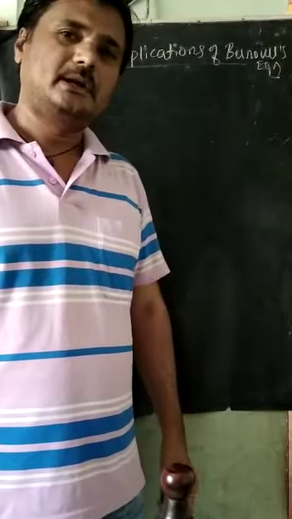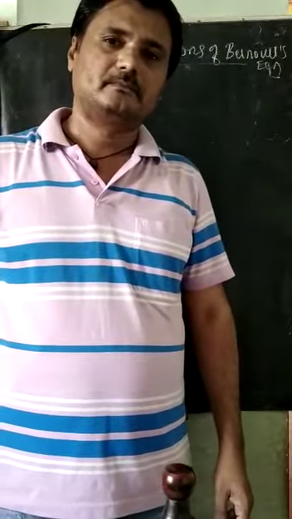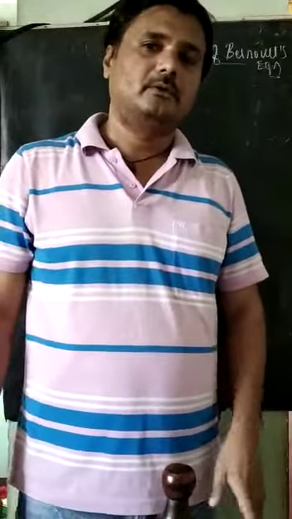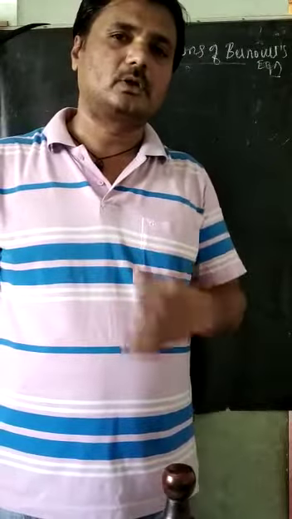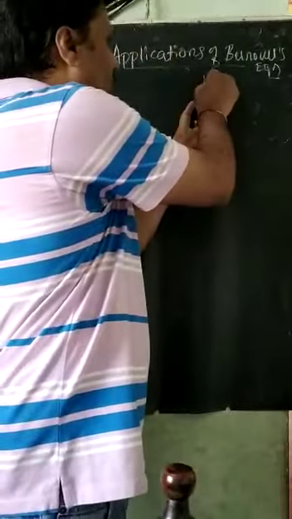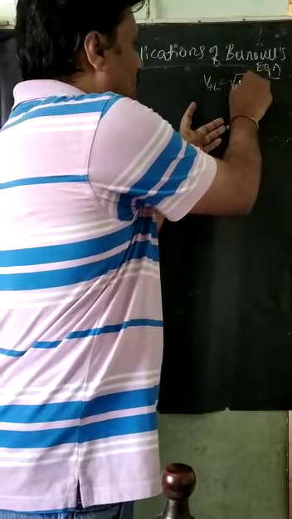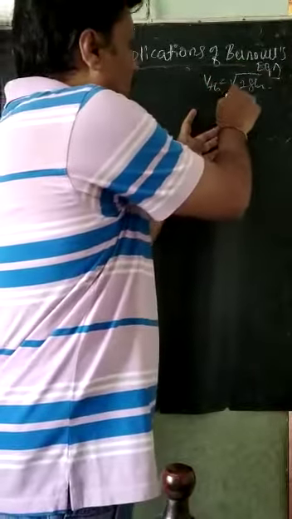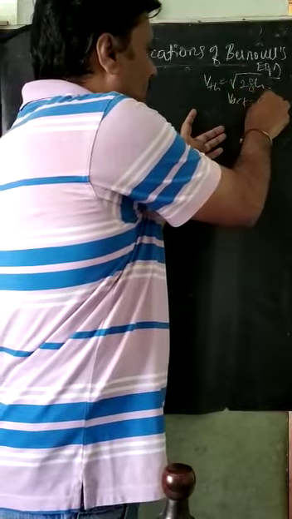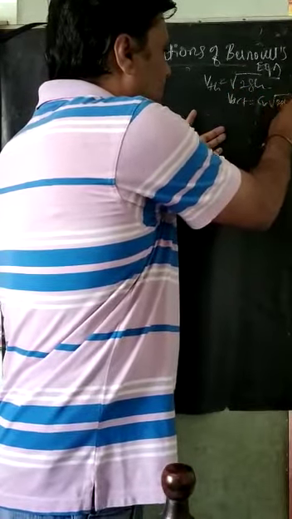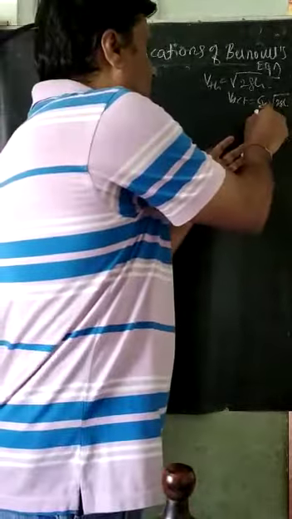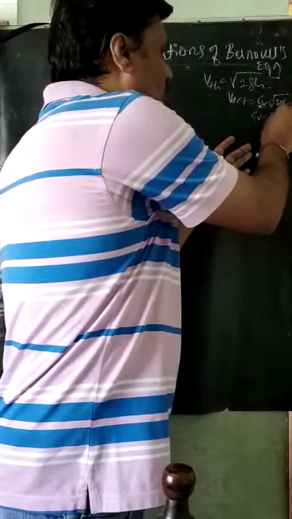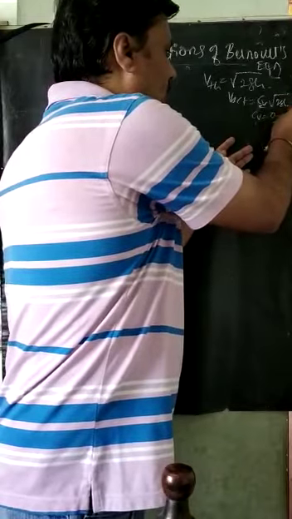Hello everyone, I will continue the applications of Bernoulli's equation and the derivations that use it. In the previous videos I derived the relation for the pitot tube: the theoretical velocity V theoretical is equal to under square root of 2gh, and the actual velocity V actual is equal to Cv into under square root of 2gh, where Cv is the velocity coefficient, which varies between 0 and 0.9.